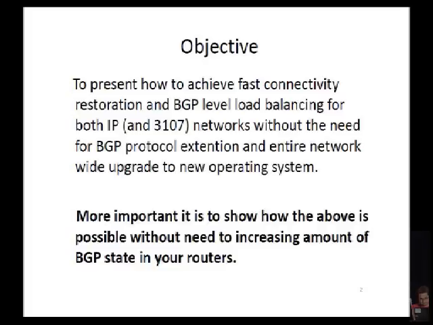So the objective here is to discuss the most burning features you may have today, why you may require to distribute more than best path in BGP. Those are load balancing, fast connectivity restoration, as well as the 3107 cases. I'll try not to talk too much about the 3107, but for those of you who think they require add paths for 3107, I'll have a slide discussing the alternatives as well.